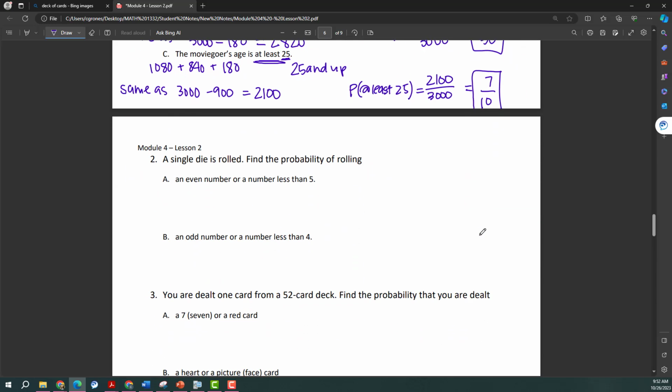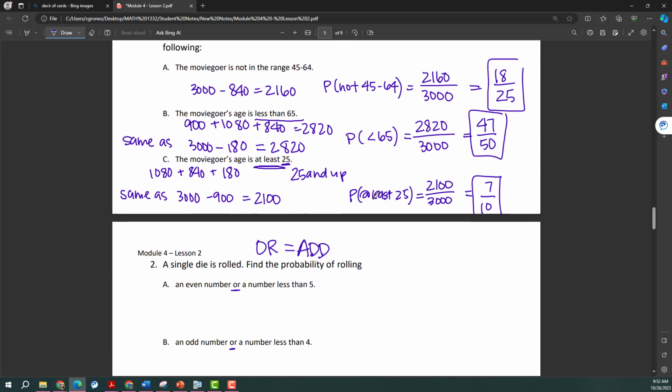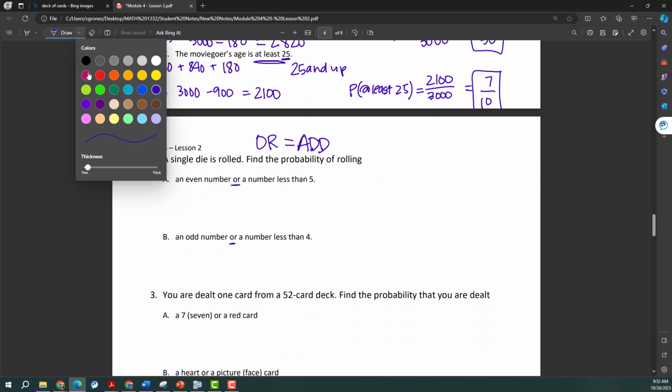Okay, now we are getting into the OR. So anytime you see OR, it equals add. If you look up at your formulas, we are adding those probabilities. So we need to figure out if they're mutually exclusive or not mutually exclusive.